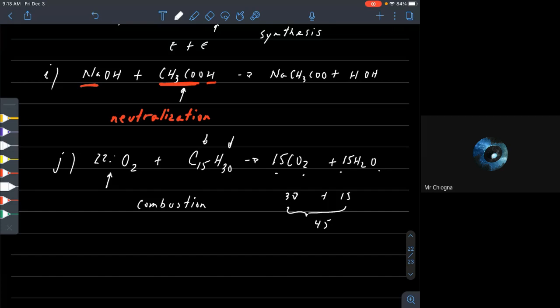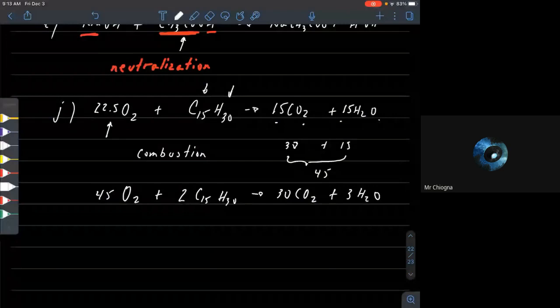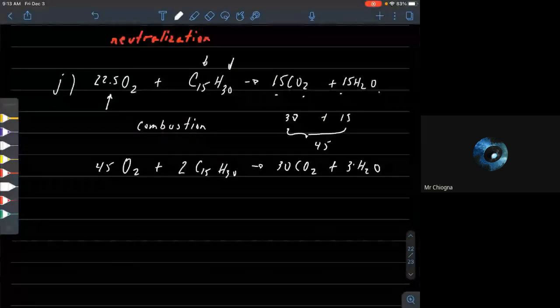22 and a half? Well, you can't have half, so what do you have to do? Yeah, wow, that's weird. 45 O2 plus 2 C15H30 produces 30 CO2 plus 30 H2O. It's a 30, not a 3. Okay.